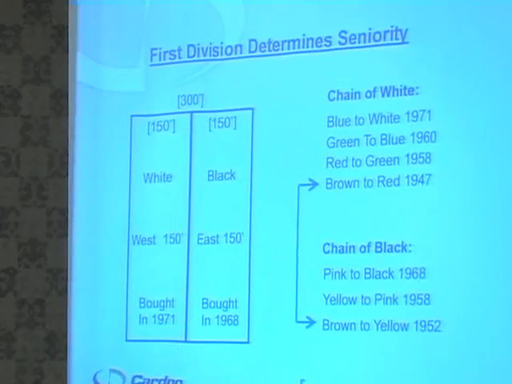Brown owned both of them, sold off the west half to red in 1947, and then in 1952 sold off the east half to yellow. Bingo. There's the creation of the junior-senior deeds. Now you'd have to take a look at that.